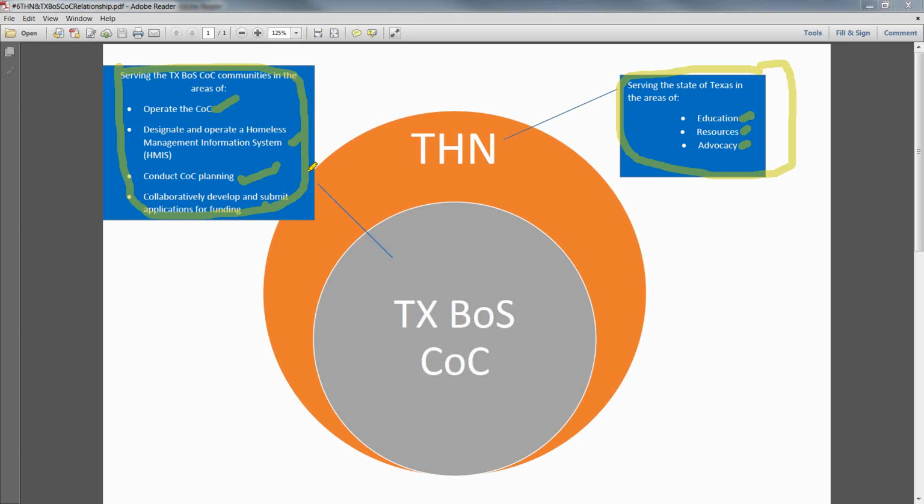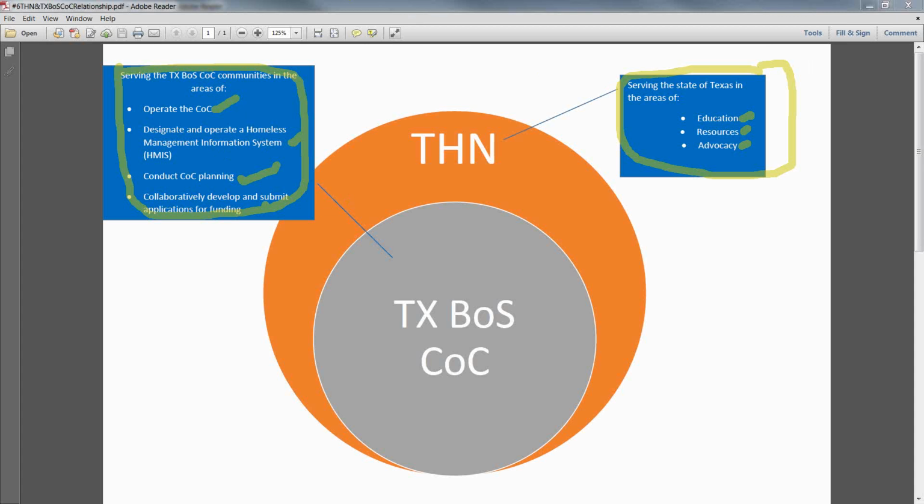And then collaborate and develop then submit applications for funding to HUD and to other funding sources. The most recent thing that we've been working with many of our members on is the Emergency Solution Grant application. So that's an example of one way that we're serving that purpose for our COC. So again, the important thing is that THN serves the entire state. The Texas Balance of State is part of THN, and our mission remains the same for both geographic areas.